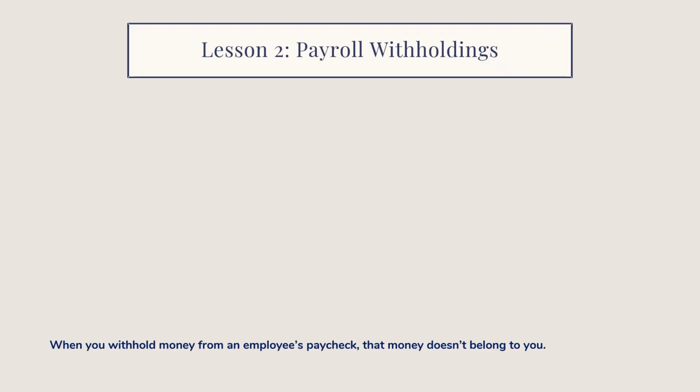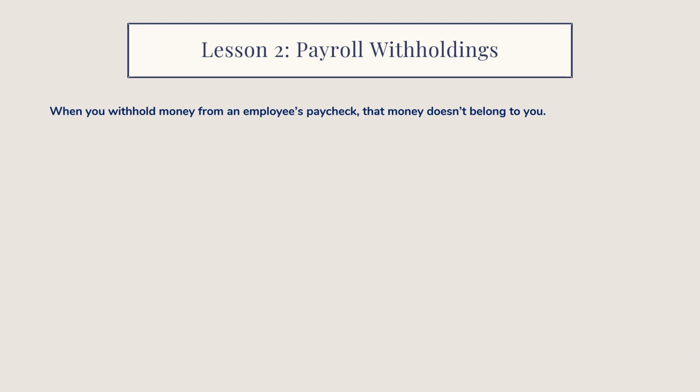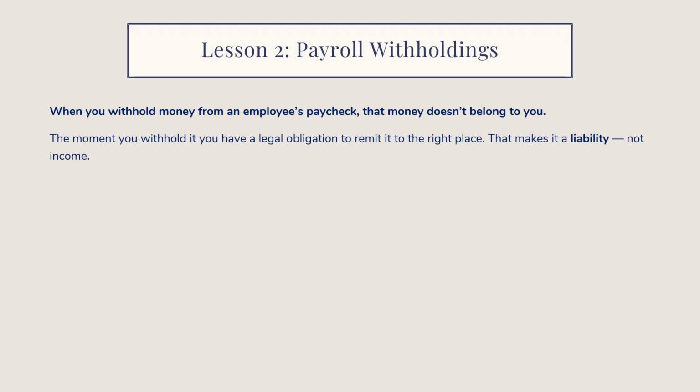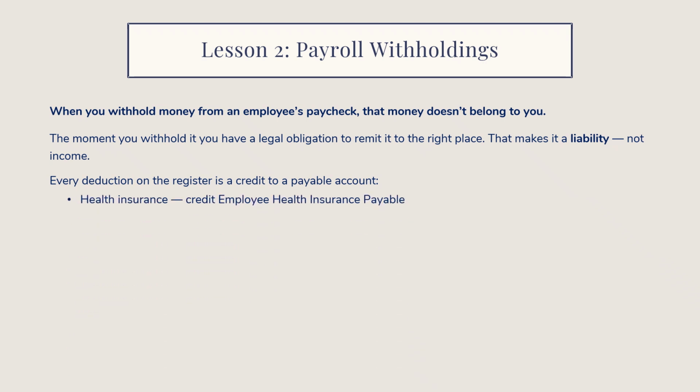Lesson 2, payroll withholdings. When you withhold money from an employee's paycheck, that money does not belong to you. The moment you withhold it, you have a legal obligation to remit it to the right place. That makes it a liability. It's not any kind of income, it's not an expense, it is a liability. Every deduction on the register is a credit to a payable account.